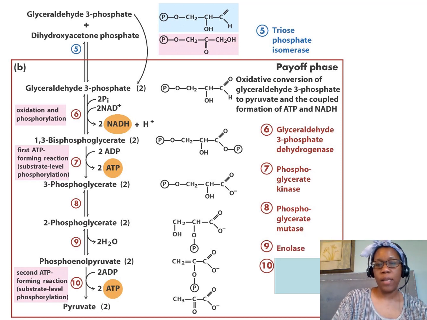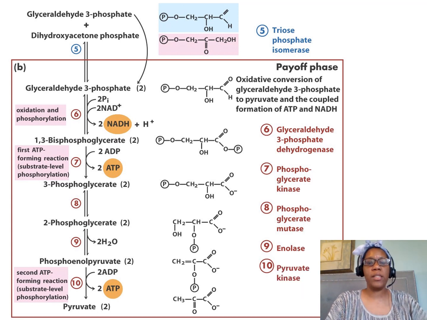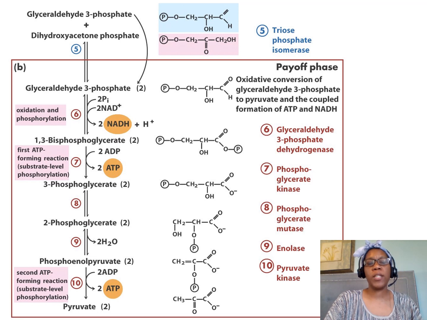And then the next step utilizes enolase. We should remember in that step we're going to release water. And then the last step in our payoff phase utilizes pyruvate kinase. And again, this one is not only named for the reverse reaction because we know we're getting ATP, so it's the reverse reaction, but also it's a regulated step in glycolysis.